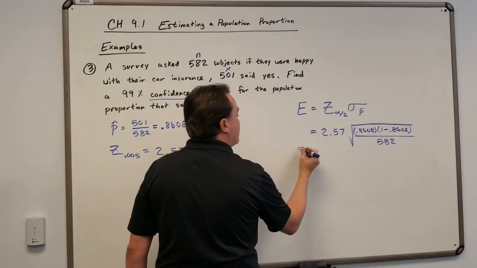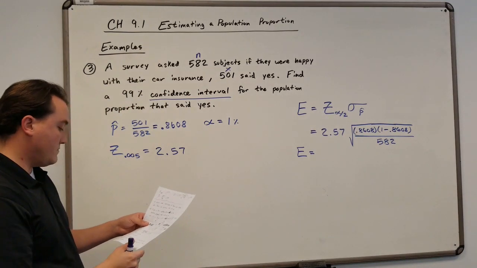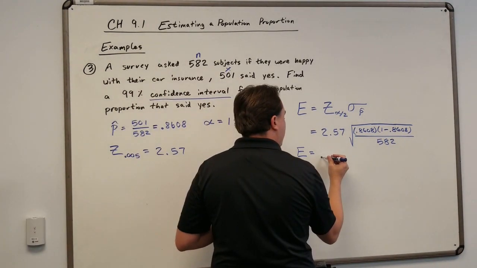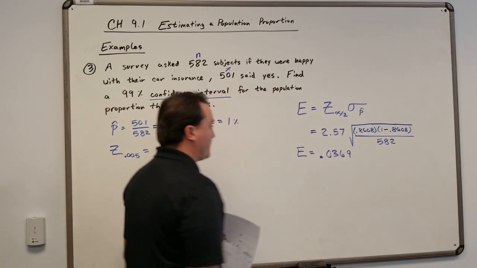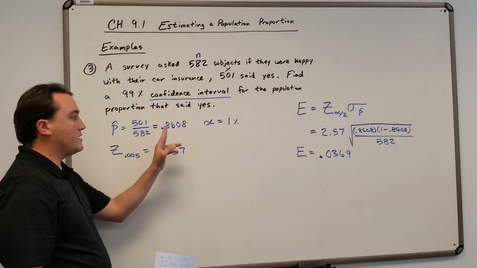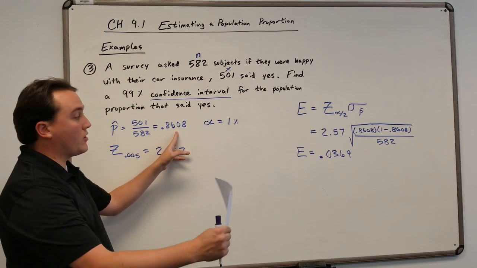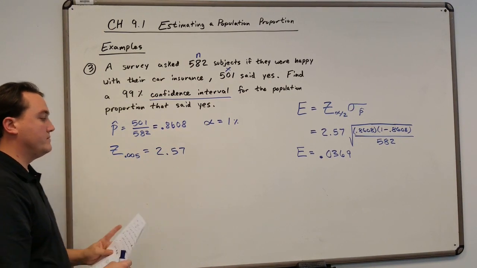So we get E equals 0.0369. Okay, that's our error. And the error ranges based on this. Okay, so if we add the error to this, we get our upper, and we subtract the error from this, we get our lower bound.